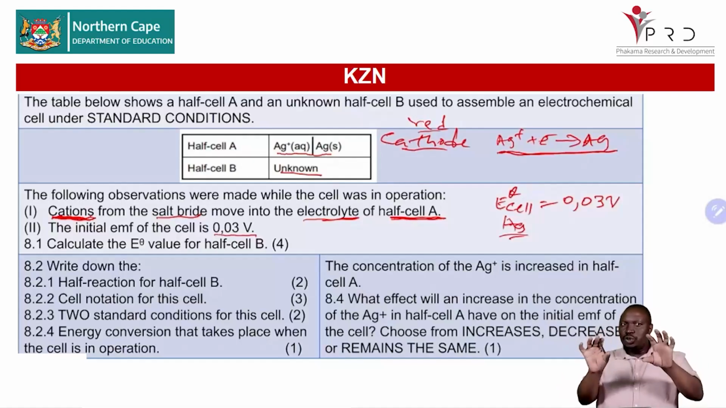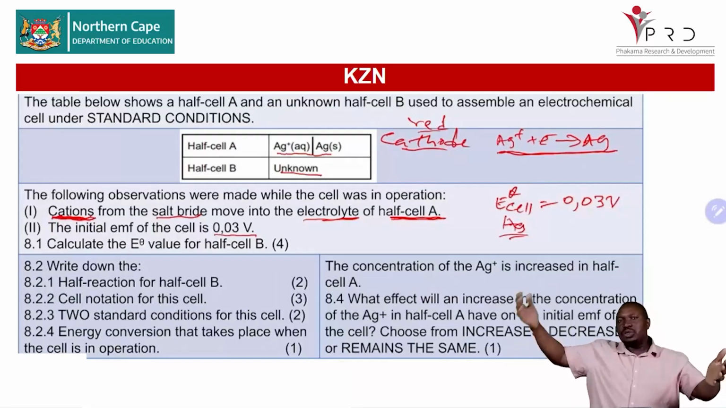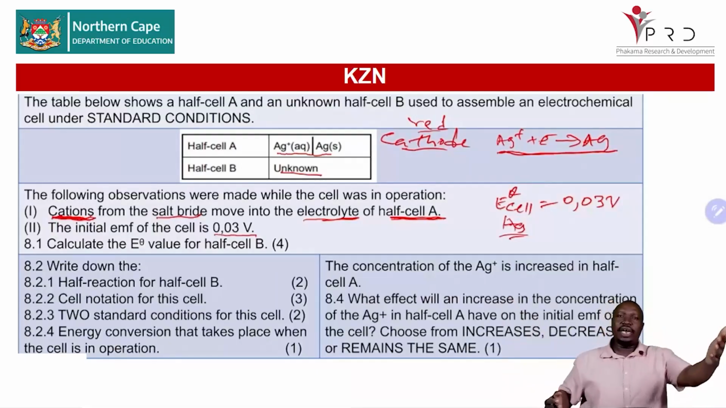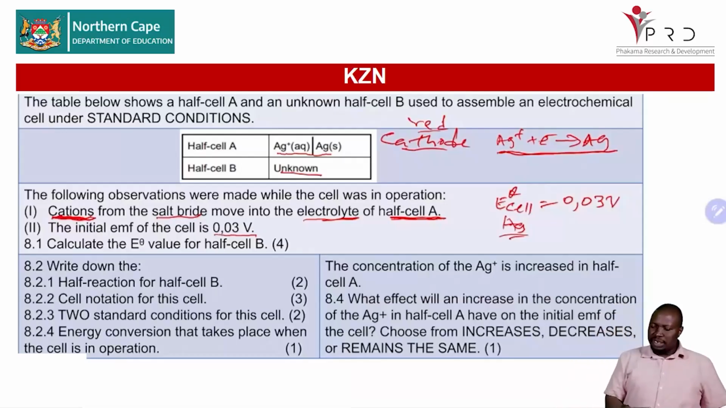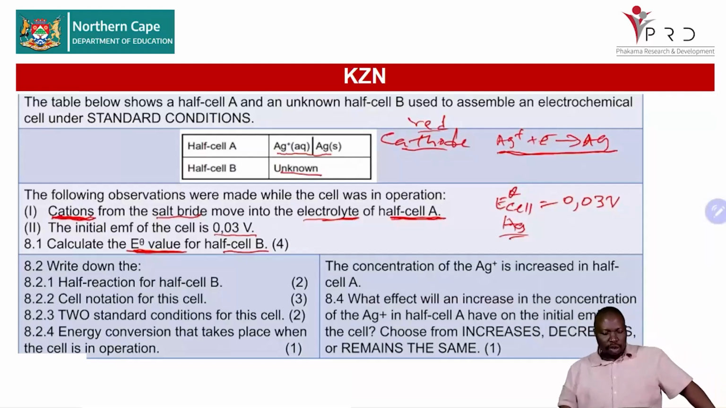It's either we give you the two of them, or we give you the EMF of the cell and either the cathode or the anode. Then we'll ask you to identify the other one from the table. In this case, they said calculate the E value, the standard reduction potential of cell B. So they want to know how much is cell B. So in this question, we are simply saying identify what is the ions there and the solution in cell B.